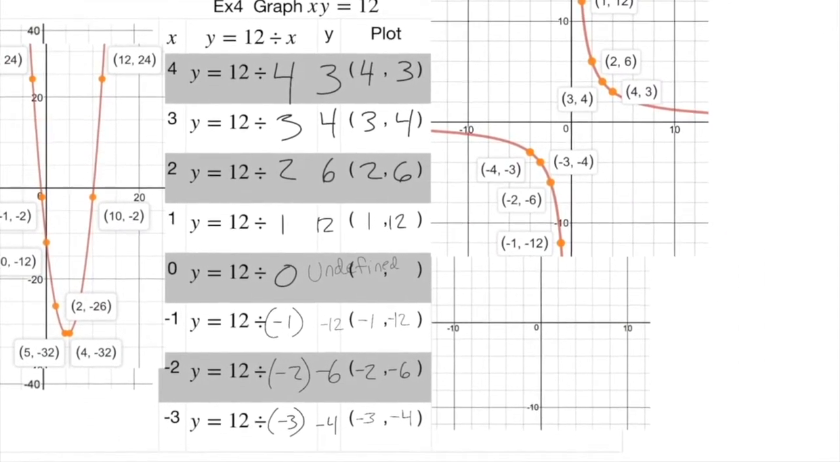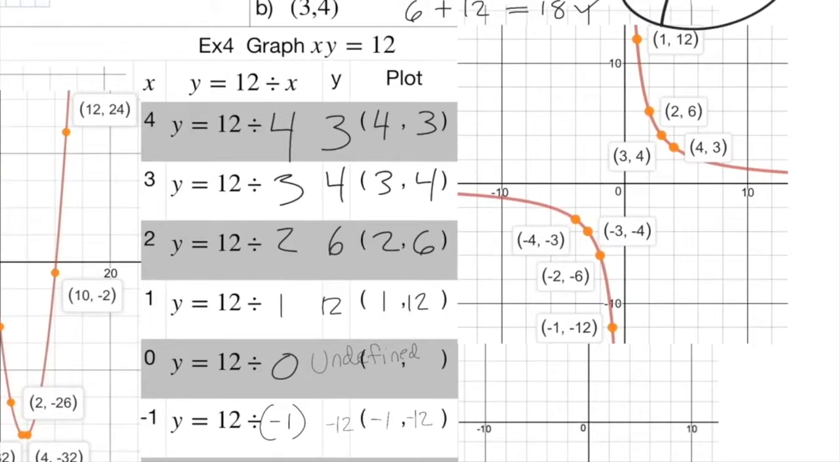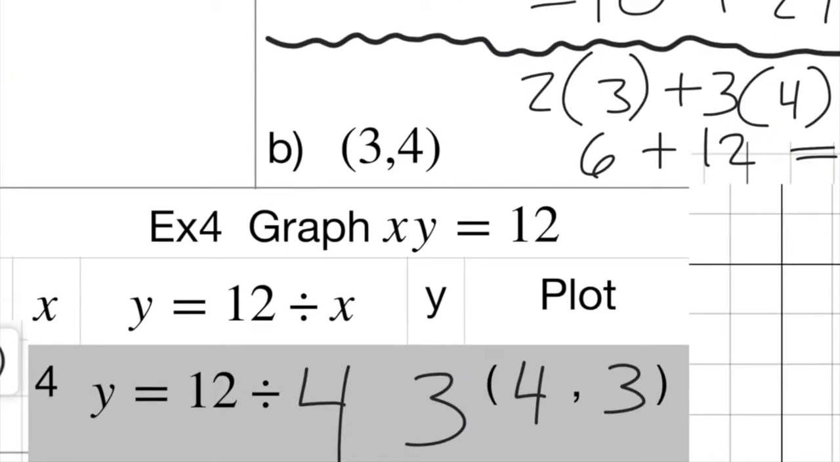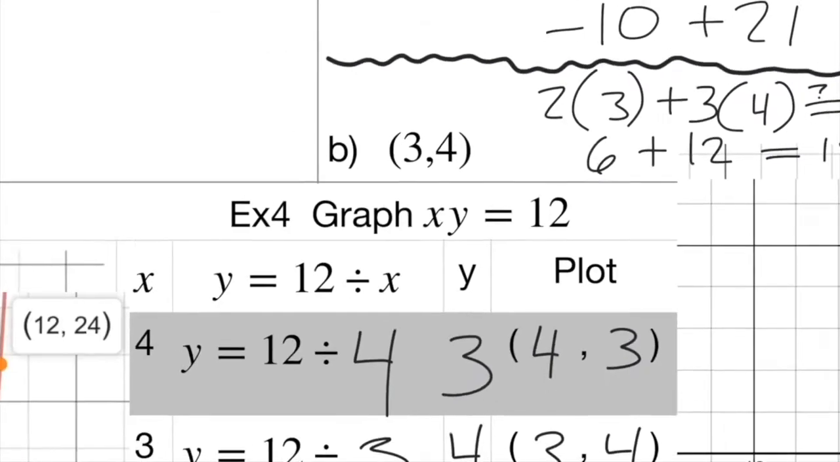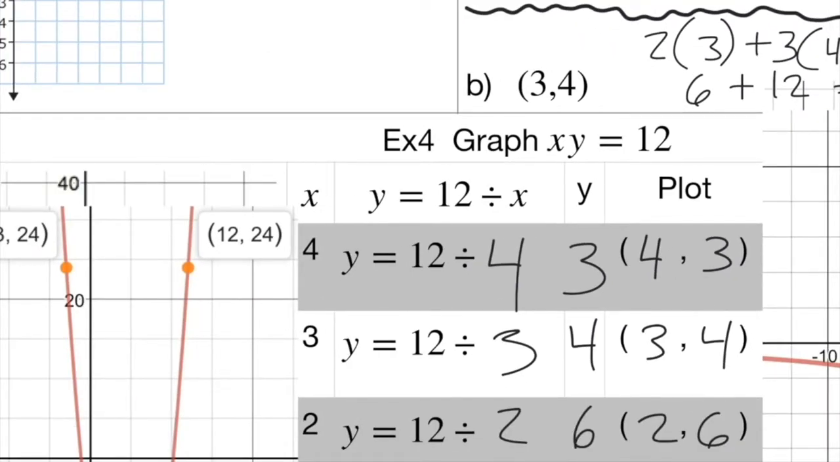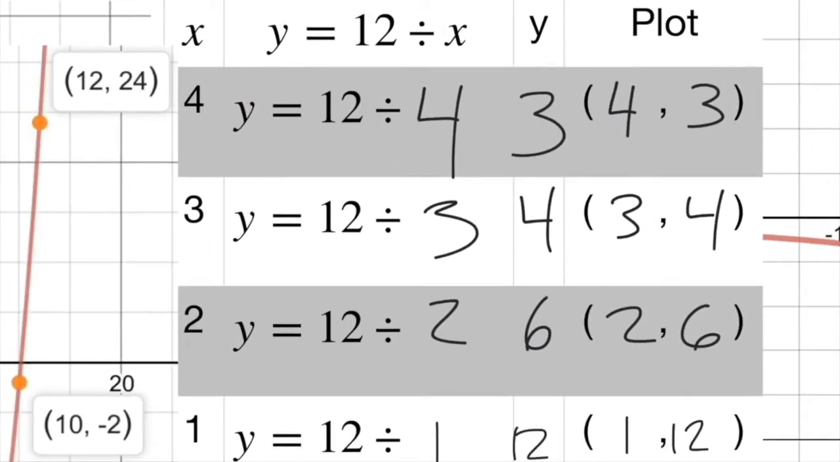You can do the same thing even if you don't fully understand what the equation is going to look like, what the graph is going to turn out to be. Here it says graph xy equals 12. Just to make things a little bit easier for me while making the table, I divided both sides by x so that I get y equals 12 divided by x. And so y is all by itself. This is going to be y equals 12 divided by 4 is 3. And you notice that 4 times 3 is 12, just like it asks in the original.